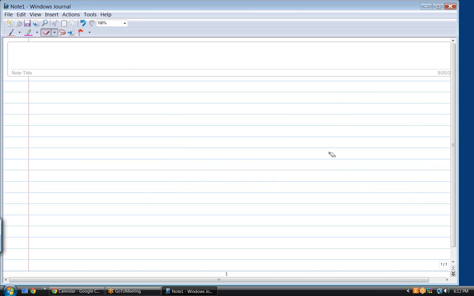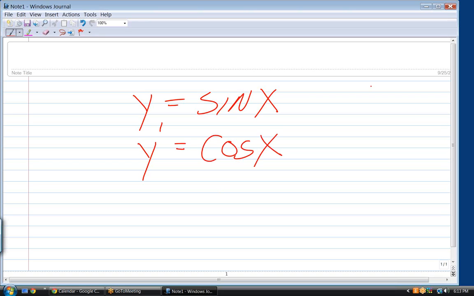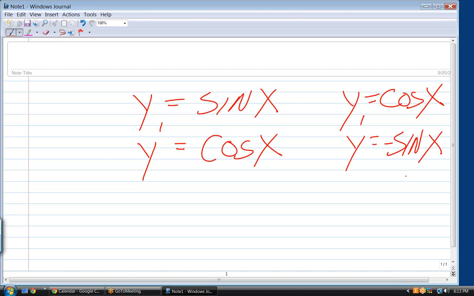What else? Have you gotten to the derivatives of sine and cosine? No, we haven't done it. Okay. You will get that very shortly. I might as well give it to you here. If y equals sine x, then y prime, the derivative of sine, is cosine. If y equals cosine x, the derivative of cosine is negative sine. So those two things you want to memorize right there.